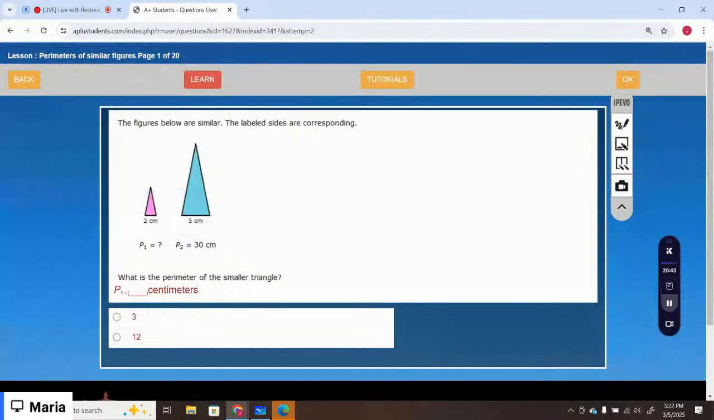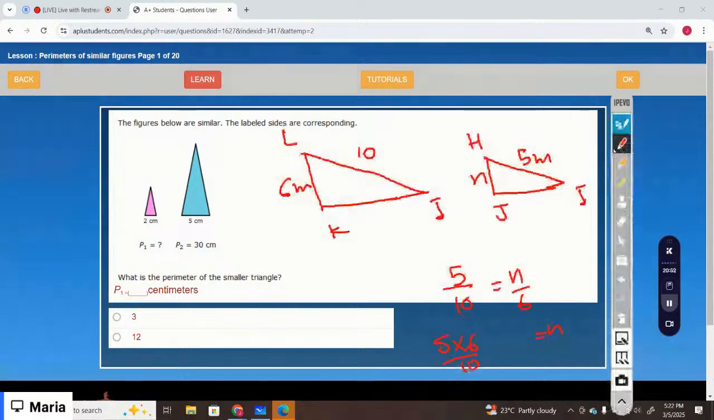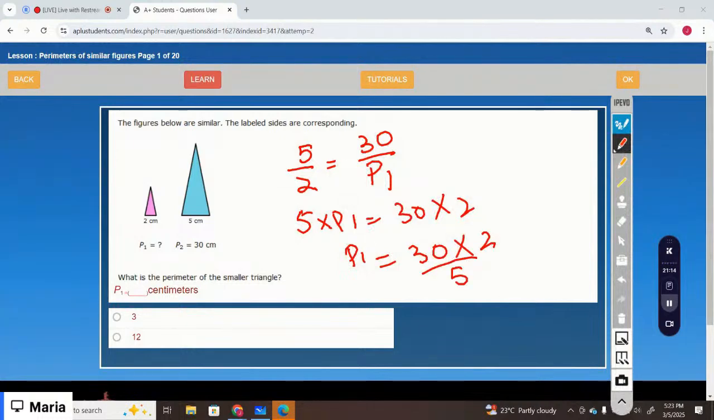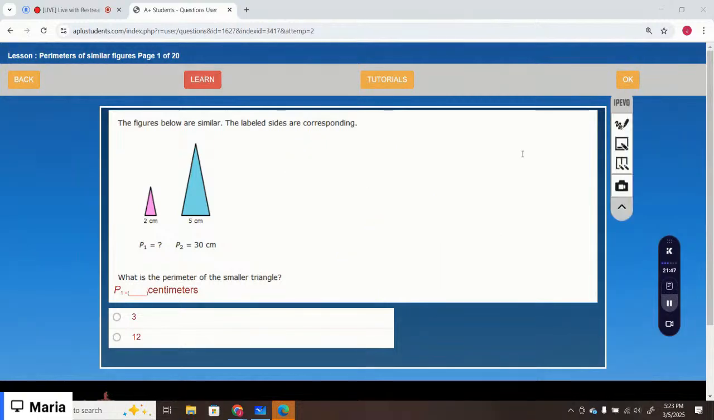The figures below are similar. The labeled sides are corresponding. What is the perimeter of the similar triangle? So first we have to find the ratio between their similar sides, that is P divided by 2, and equate it with the perimeter ratio. So that is 5 times P equals 30 times 2. 5 times 6 is 30. That is 12. Option number 2 is the correct option.